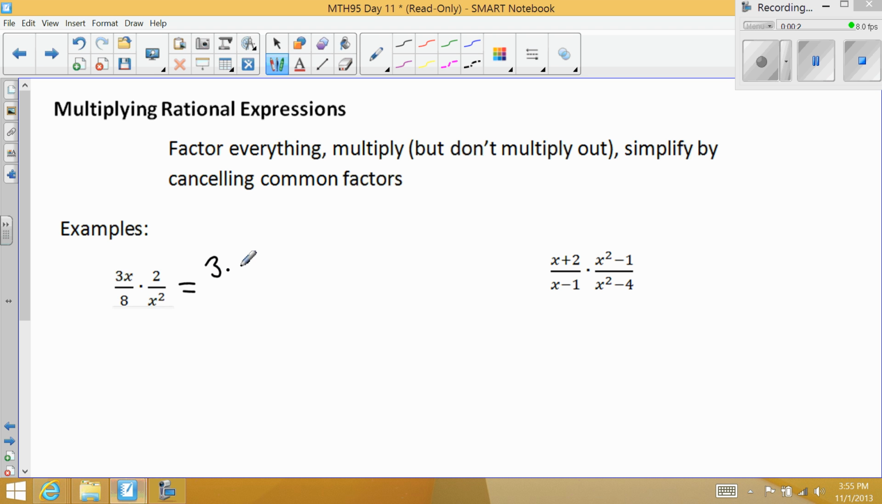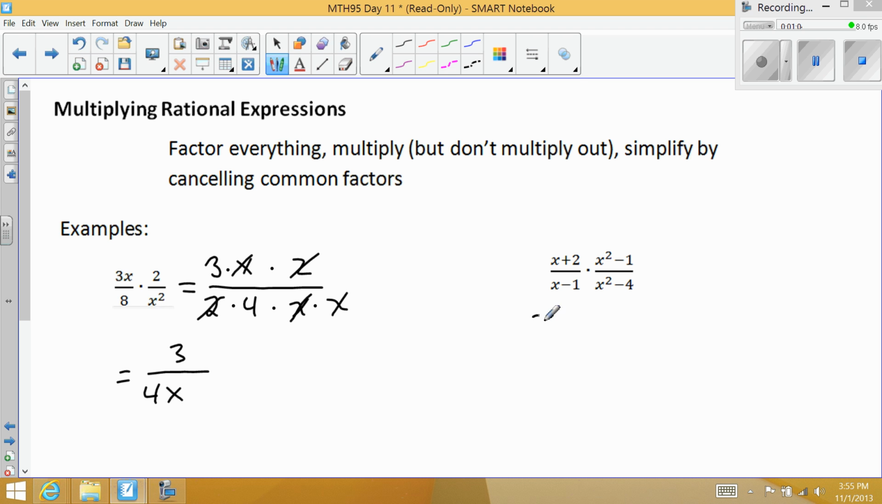So this is 3 times x times 2, and 8 is 2 times 4, and x squared is x times x. Because it's multiplication, we do not need a common denominator, so we can just multiply numerators and multiply denominators. But we don't want to make it any more work than we need to, so do not multiply 6x and 8x squared and then factor. Just start factoring, and then look for our common factors that we can cancel out. Rewrite the remaining factors. And we've done our multiplication and simplified all in one step.